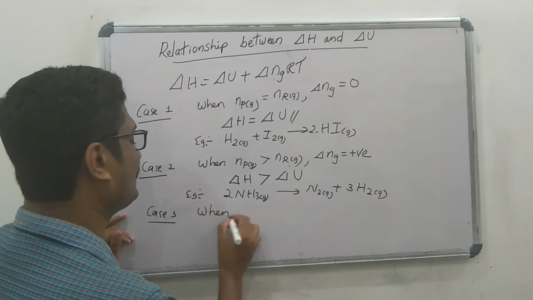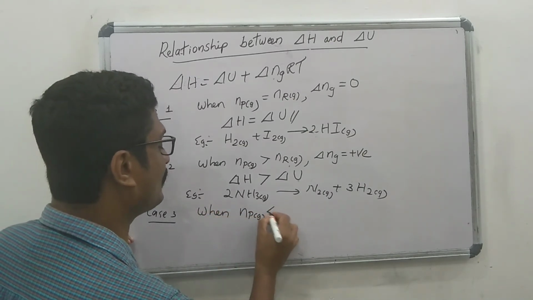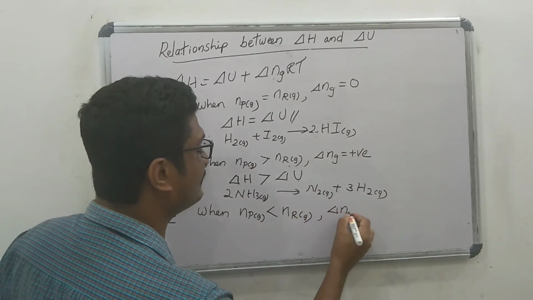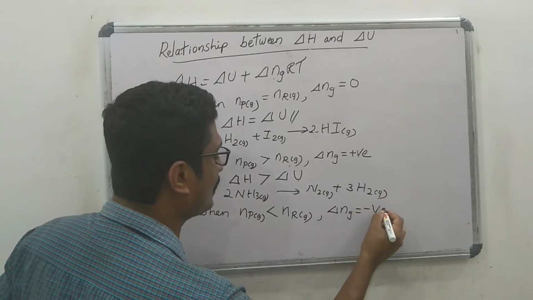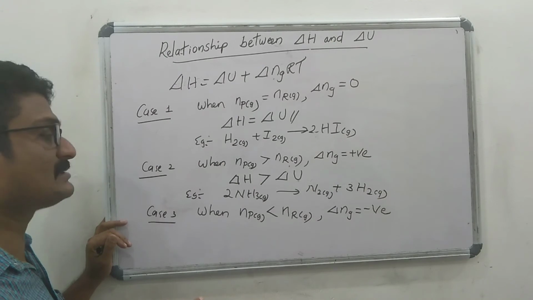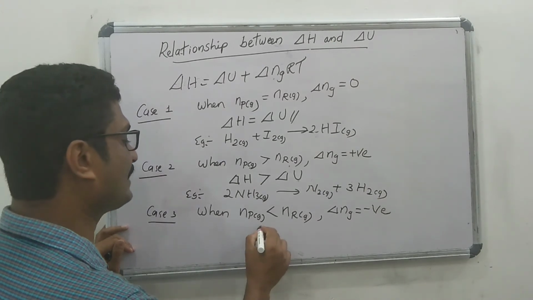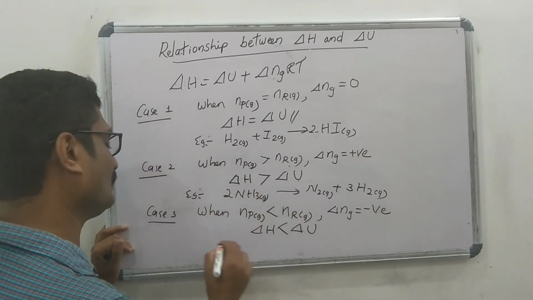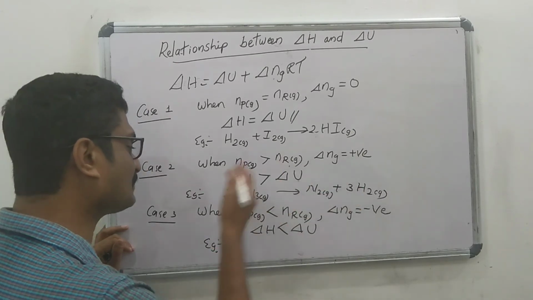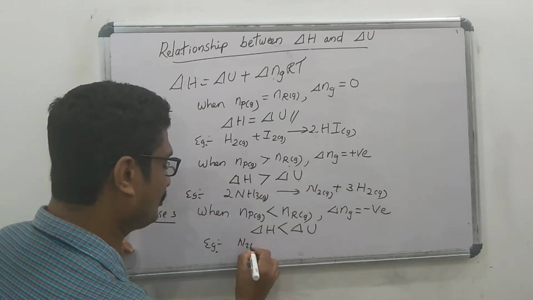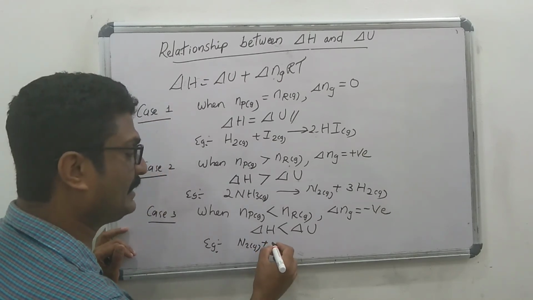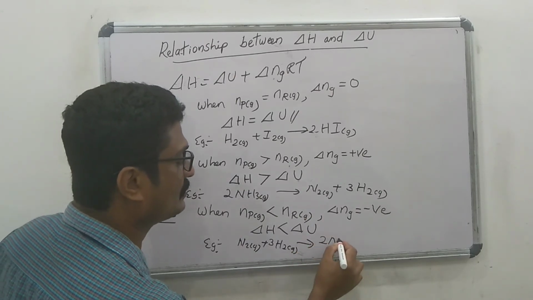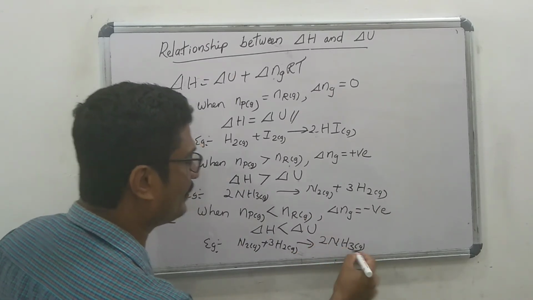Then case 3, when number of moles of gaseous product is less than number of moles of the gaseous reactant, then delta Ng is negative. Then we can say that the value of delta H is less than delta U. Example, yes, we can reverse this reaction. Then N2 gas plus 3H2 gas forms 2 moles of ammonia gas.